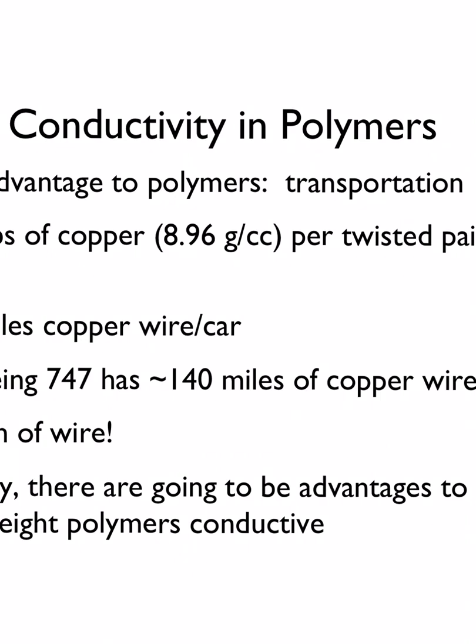There are 14 pounds of copper, and this is the kicker, not 9 grams per cc, per twisted pair per mile. All right. So in your car, you have about a mile of copper wire. So it means you're driving around with at least 14 pounds of copper. That is a passenger basically for you for the entire life of your car. And of course, with today's cars, it's probably more than 14 pounds of copper.